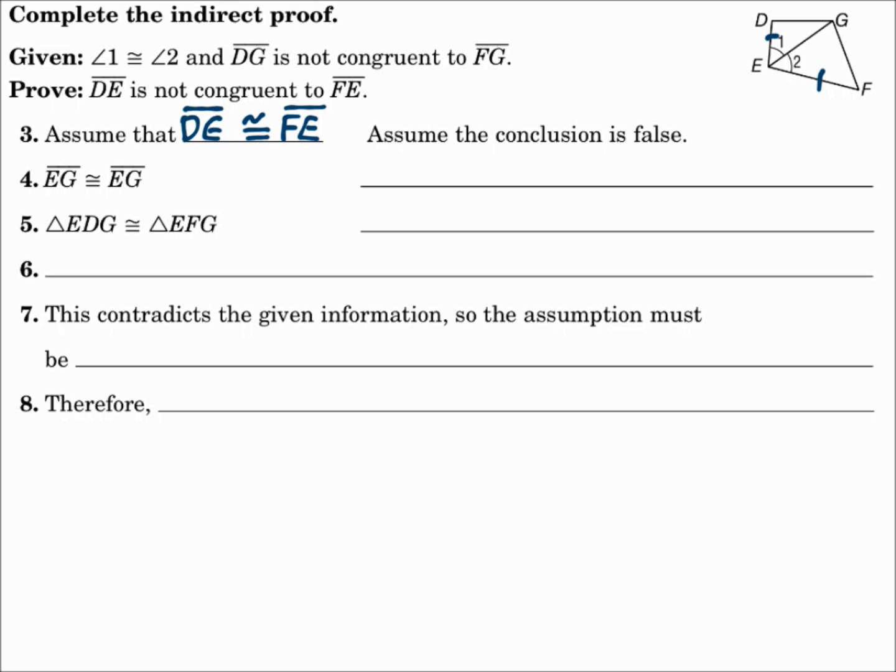Well, they share a side, and that side is congruent to itself. So segment EG is congruent to segment EG. That's the reflexive property. And now for those triangles, I have a pair of sides, a pair of angles, and a pair of sides. Those triangles are congruent because of side, angle, side.